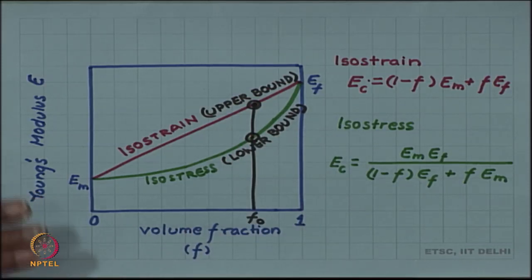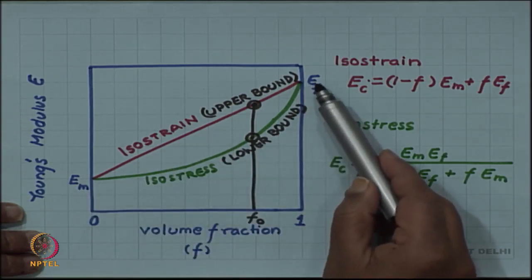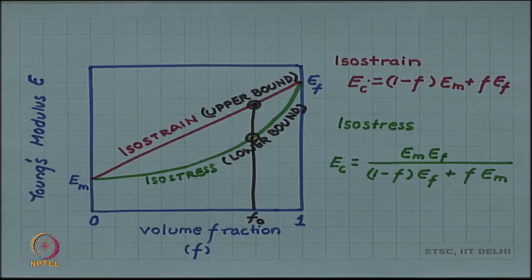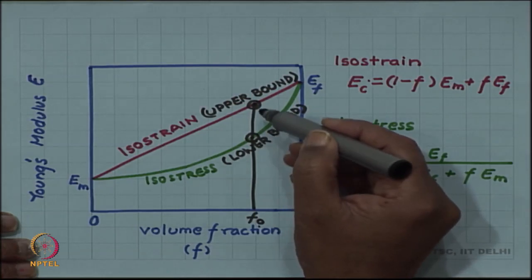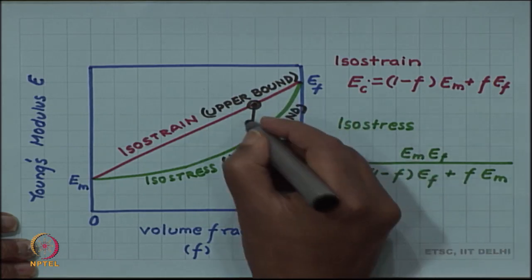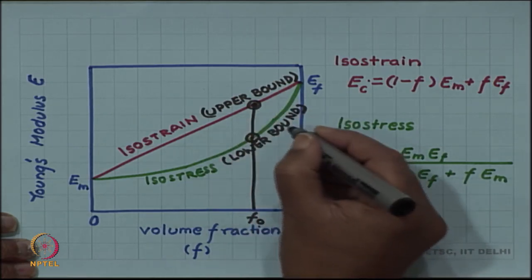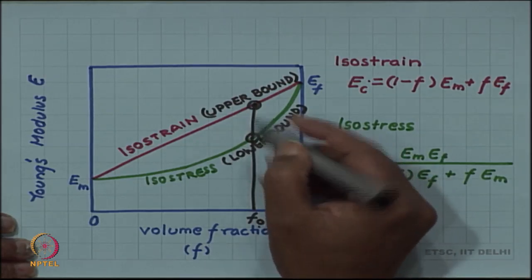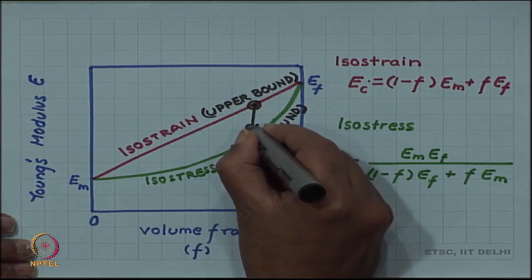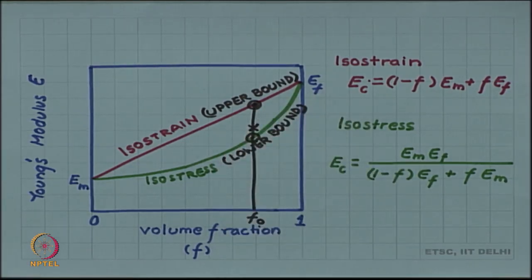However, if we make any other composite out of the same two materials with the same E m and E f values, then that composite will have some value in between these two. It cannot be more than the isostrain or less than the isostress. So, a particulate composite will be neither a pure isostrain nor a pure isostress case. Its value will come somewhere between these two extremes. So, with this we end our study of composites.